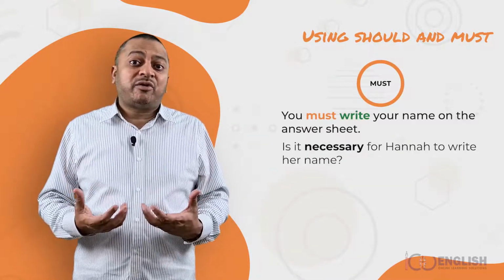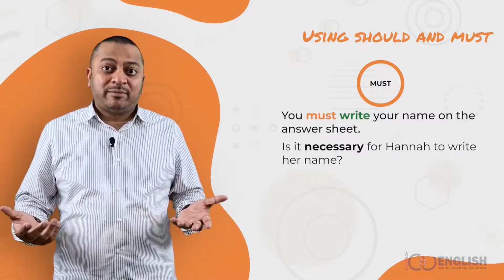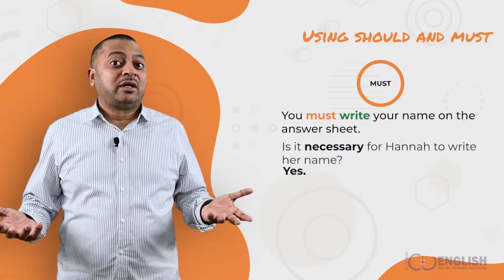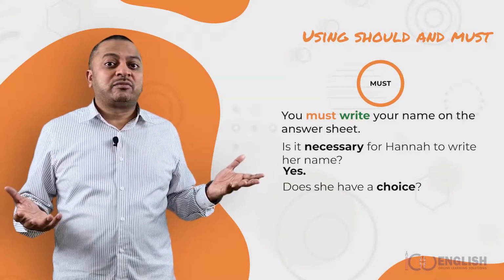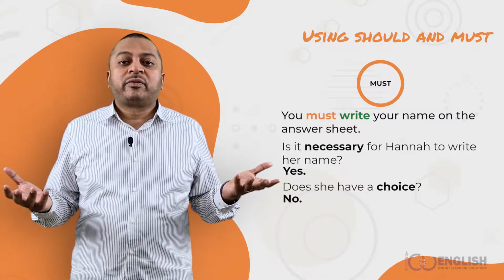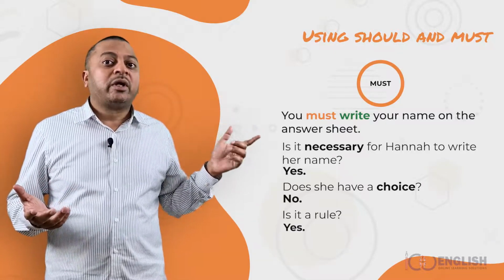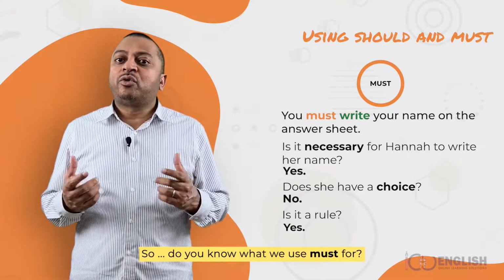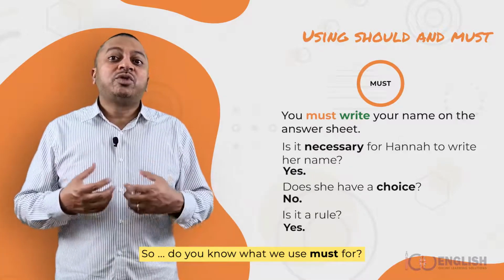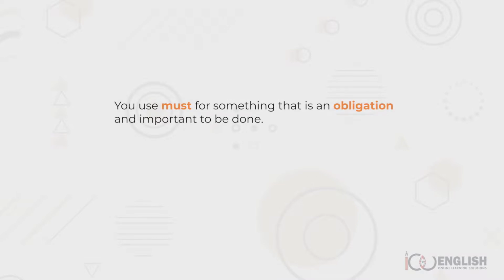Is it necessary for Hannah to write her name? Yes. Does she have a choice? No. Is it a rule? Yes. So, do you know what we use must for? We use must for something that is an obligation and it is important to be done. Must is used in instructions and rules. Must is a modal verb.